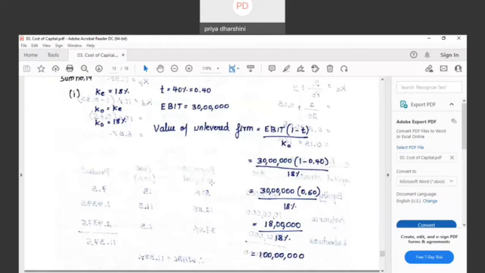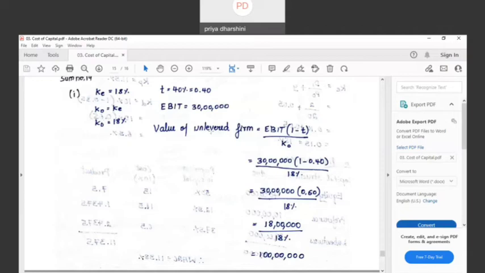First, find the value of the unlevered firm. How do you find it? It is EBIT into (1 minus tax) divided by the overall cost of capital. How much is EBIT? 30 lakhs. The tax rate is 40%. So 30 lakhs into (1 minus 0.4) divided by the overall cost of capital, which is 18%. Cost of equity will be the overall cost of capital in the absence of debt.